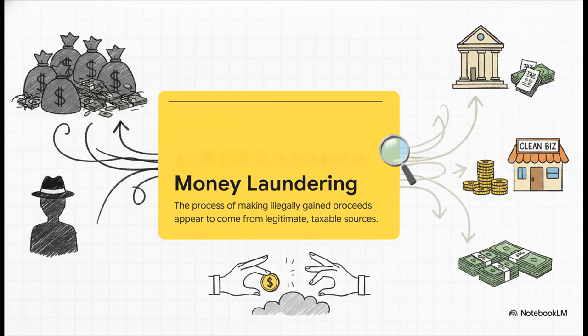And this financial sleight of hand usually happens in 3 distinct stages. First, placement of the dirty cash into the financial system, then layering it through a bunch of complex transactions to totally bury its origin. And finally, integration, where it gets extracted as seemingly legal, taxable income. Pulling that off requires sophisticated systems. And unfortunately, sometimes it requires sophisticated professionals.